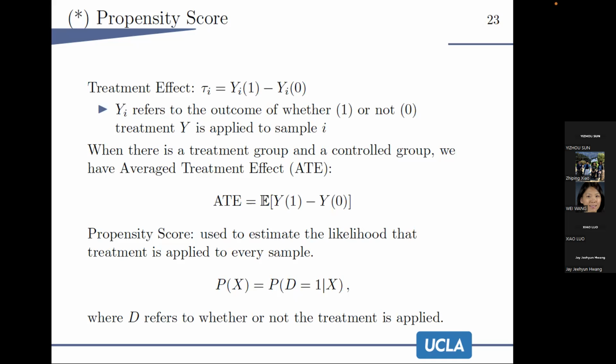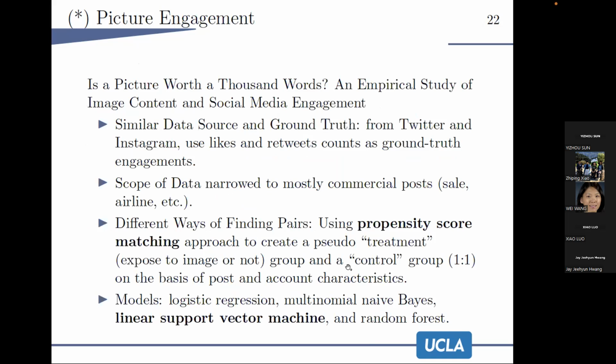And the propensity score is used to estimate the likelihood that a treatment is applied to every sample, where D here refers to whether or not the treatment is applied. This information is concluded from Wikipedia and a lot of other pages that I found online about the propensity score. And this work used the propensity score to create a pseudo treatment group and a controlled group.